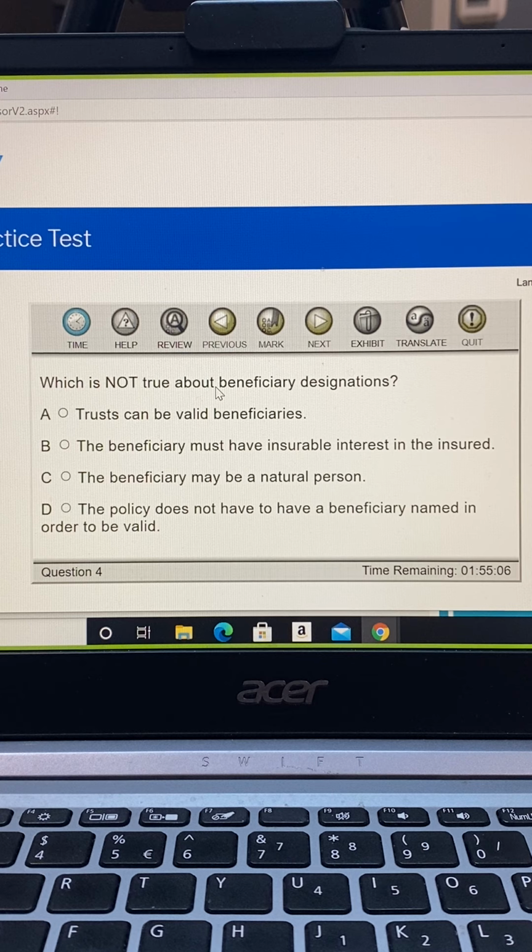Which is not true about beneficiary designations? The beneficiary must have insurable interest in the insured. Exactly. This is kind of tricky, actually. You see right here, it says the beneficiary may be a natural person. Well, yeah, it may be. It doesn't say must be. Yeah, you're right. It says may. Yeah, perfect. Next.